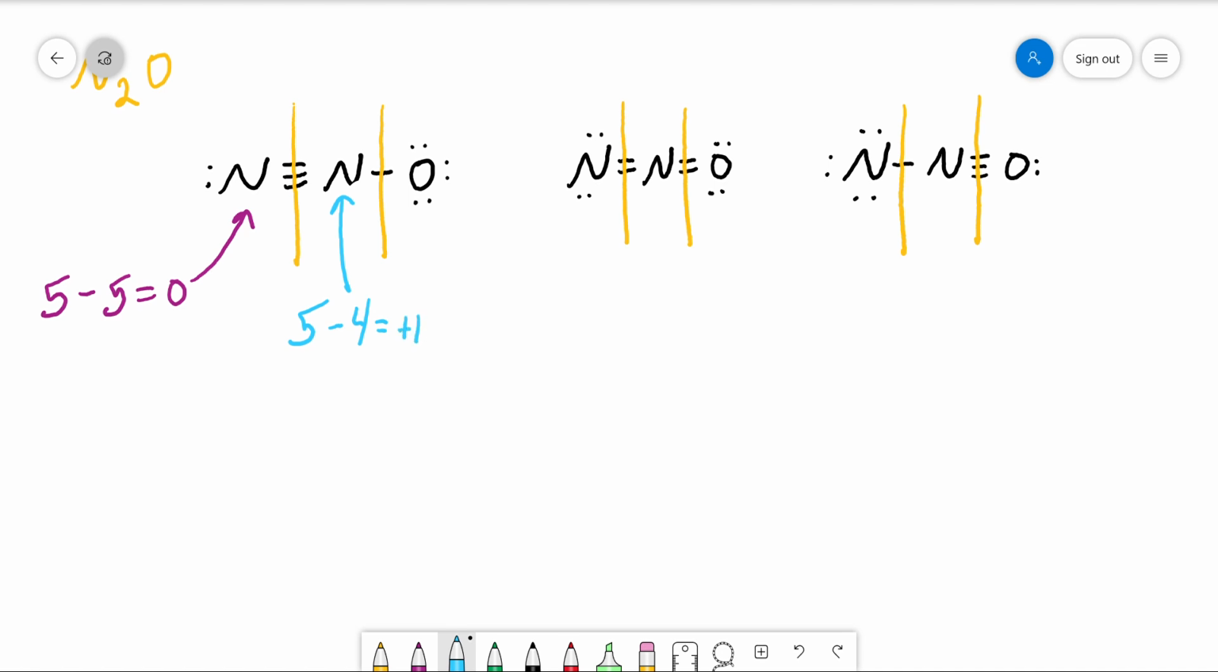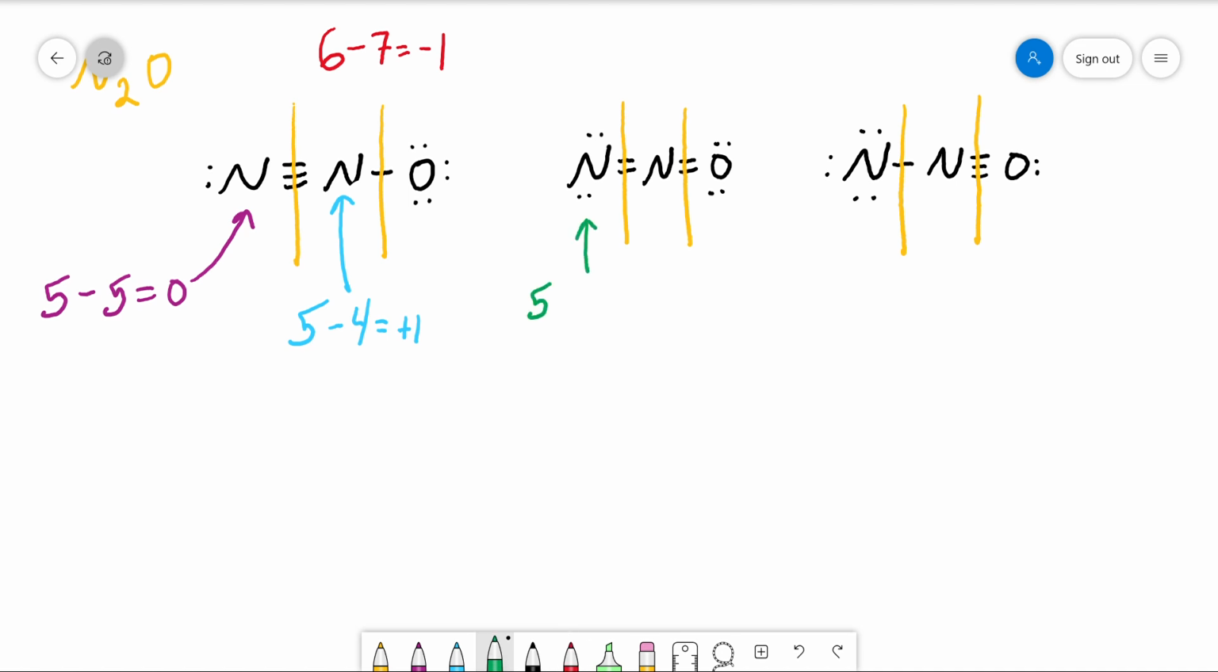4 bonds. So that is 5 minus 4. Okay, and then for the oxygen, let's do that up here. Oxygen has 6 valence electrons, minus 1, 2, 3, 4, 5, 6, 7. That gives us a negative 1. Okay. Now, let's go on to the next one.